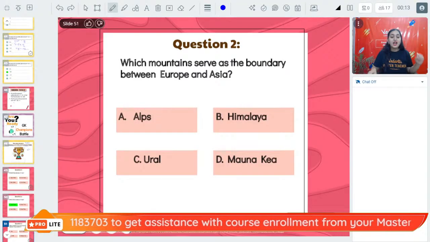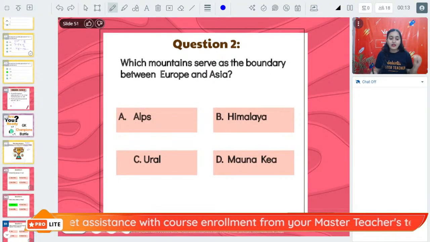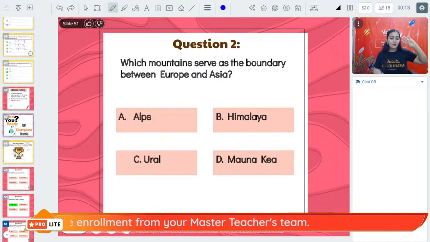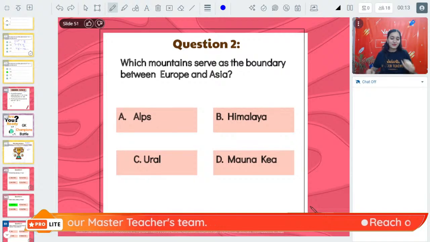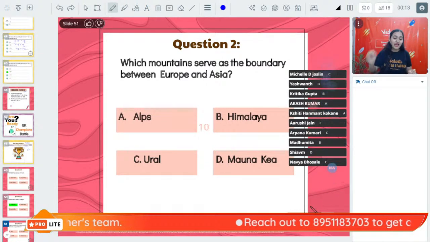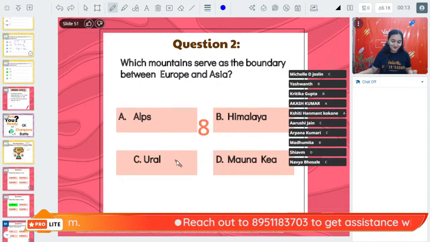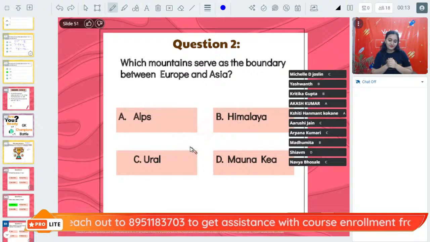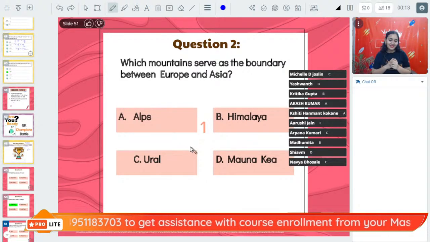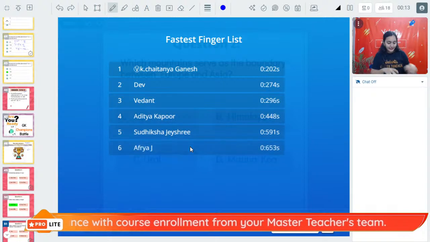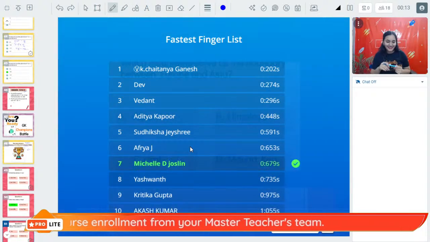Question number 2. Which mountains serve as the boundary between Europe and Asia? 5, 4, 3, 2, 1, go. Which mountain serves as the boundary between Europe and Asia? Time's up. Let's look at the leaderboard.